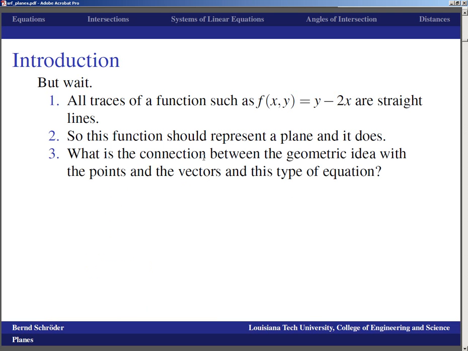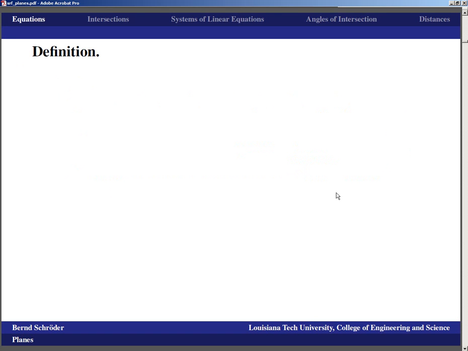So we also want to know what the connection is between the geometric idea with the points and the vectors and this type of equation. And in order to do that, well, we're going to investigate actually 3 types of equations of planes, namely the 2 types that we've just alluded to, and there's one intermediate type.